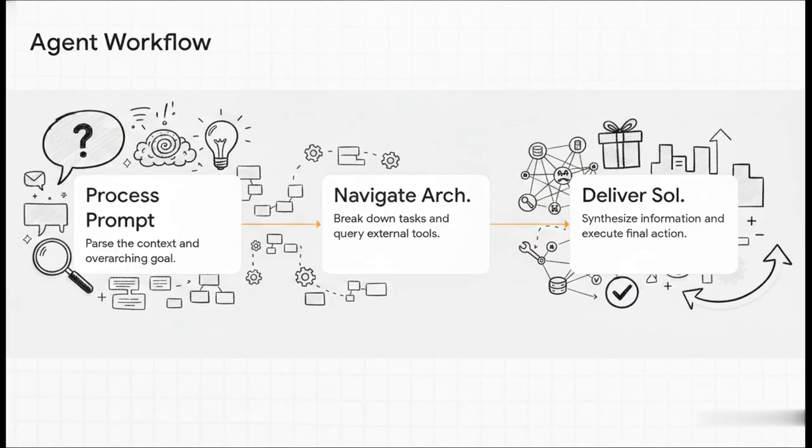This is the whole thinking and acting phase. The agent takes that massive goal, breaks it down into bite-sized tasks, figures out which external tools or databases it needs to poke around in, and actually executes those intermediate steps. And it's constantly evaluating its own progress along the way. Finally, Step 3, deliver real-world solution. The agent pulls together all the pieces of the puzzle it just gathered, synthesizes it all, and executes that final action for you. It's just this beautiful, continuous loop of reasoning and acting.